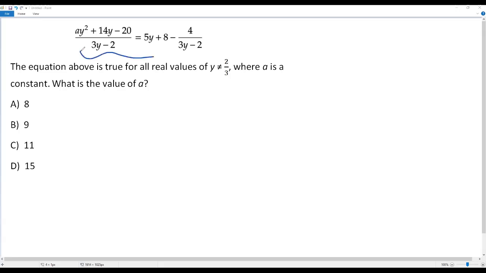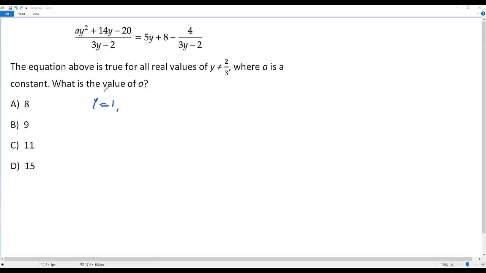Okay, this equation is true for all real values of y except the value 2/3, and here a is a constant. Our aim is to find the value of a. Since the given equation is true for all real values of y except 2/3, we can plug in any value for y in this equation except this 2/3. I can plug in y equals 1 or 2 or 3, any real value, and the equation will be true except at 2/3.